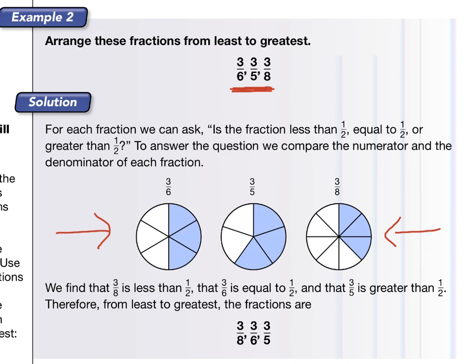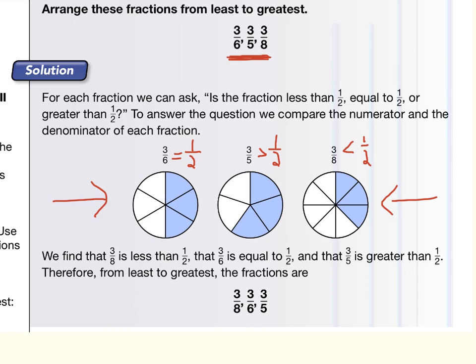Now we're going to compare each one of these fractions to a half. Let's look at 3/6 first. How does that compare to a half? If you look at the pie chart, or you even know, 3/6 reduces to a half. So 3/6 is equal to 1/2. 3/5 you can see is greater than a half, and 3/8 you can see is less than a half. Just knowing how these compare to a half, it's easy to put these in order from least to greatest. Look down here, this is your answer. 3/8 is the smallest, then 3/6, and then 3/5.